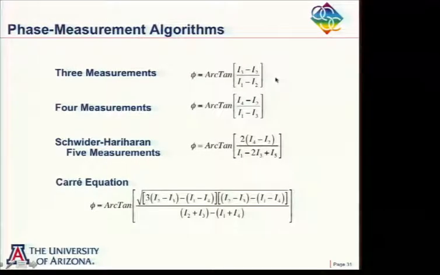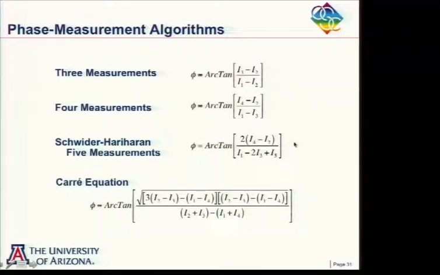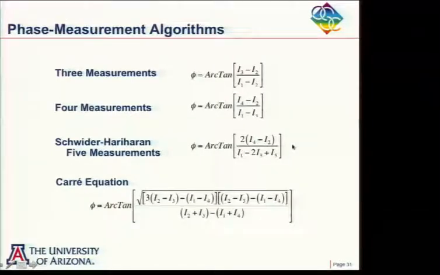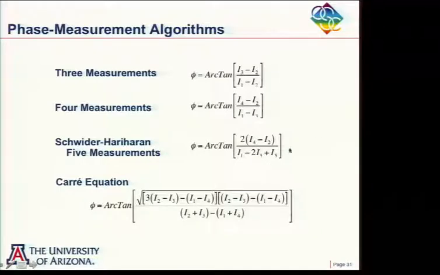Why do we use 4 instead of 3? I'll talk more about that later, but it turns out that 4 steps will be a little bit less sensitive to the phase steps being exactly 90 degrees than 3 is. Okay. The next algorithm here is what I call the Sweeter-Harahan algorithm, and that uses 5 steps. And that turns out to be a very, very nice algorithm that is not too sensitive to the steps being exactly 90 degrees. In a little bit, we'll look at a nice simple way of deriving that algorithm here.